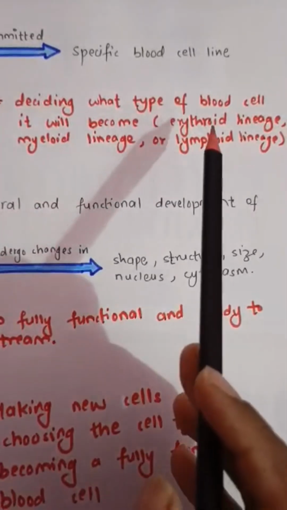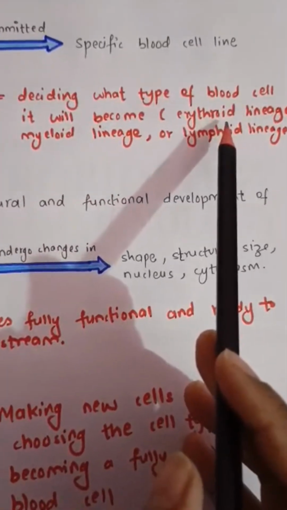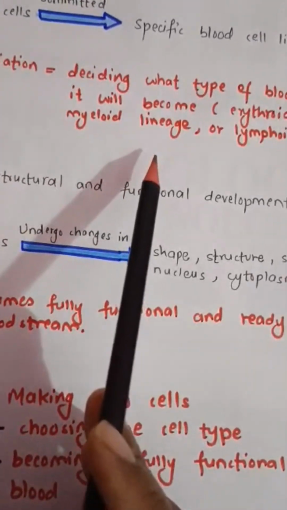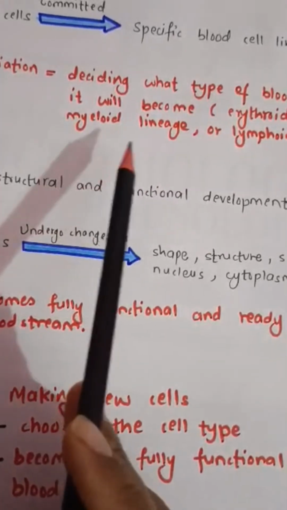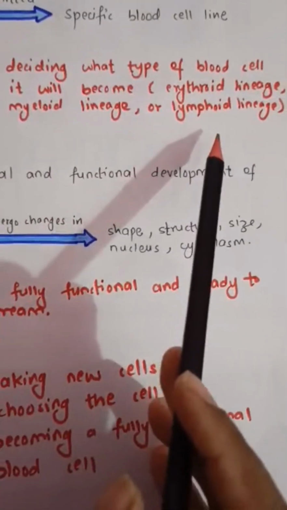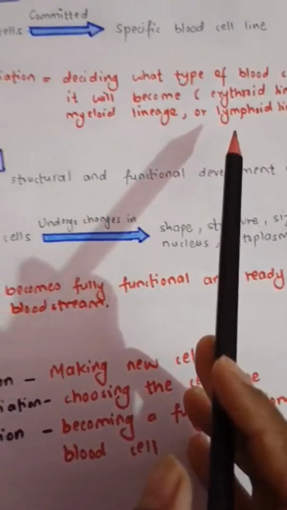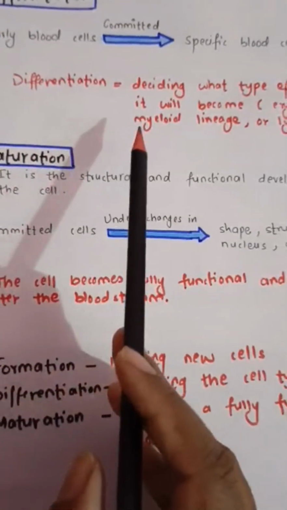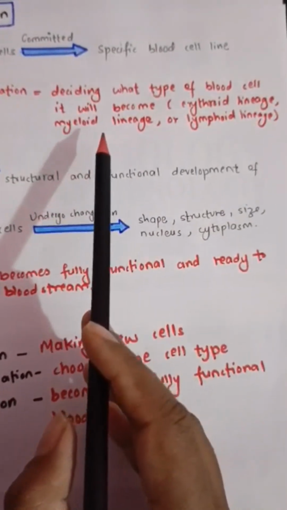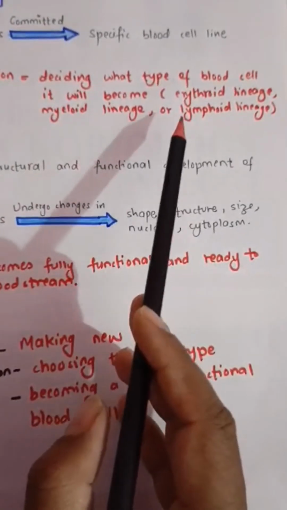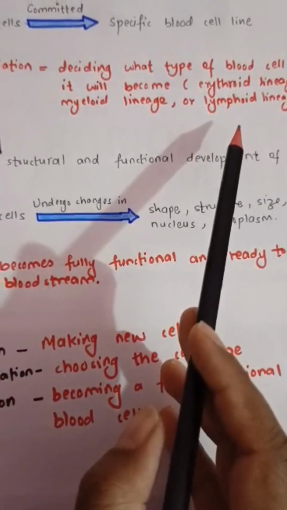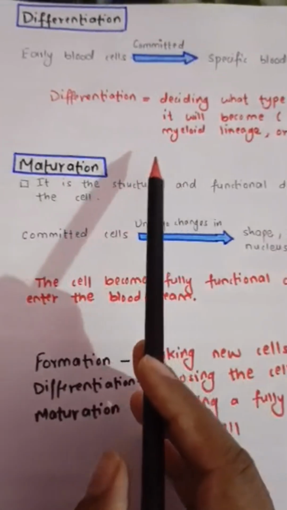Either they enter the erythroid lineage to become RBCs, or the myeloid lineage to become WBCs like granulocytes, neutrophils, eosinophils, basophils, or the lymphoid lineage to form lymphocytes. So, differentiation is deciding what type of blood cell it will become: erythroid lineage, myeloid lineage, or lymphoid lineage. This is what differentiation means.